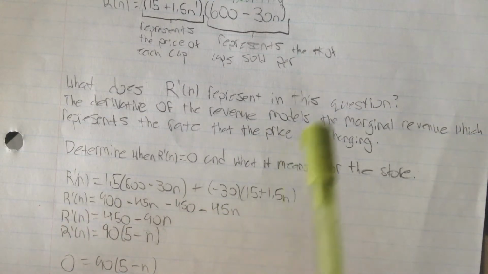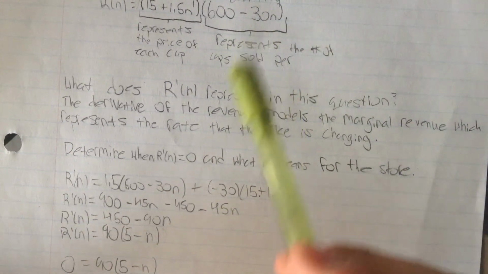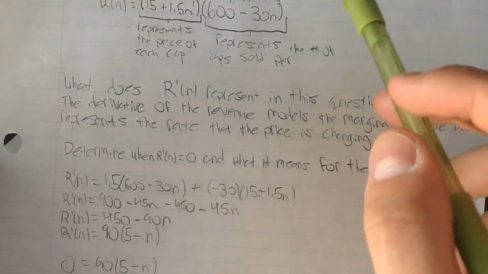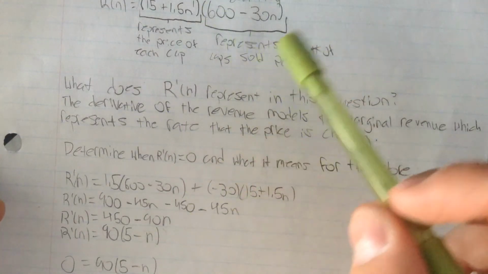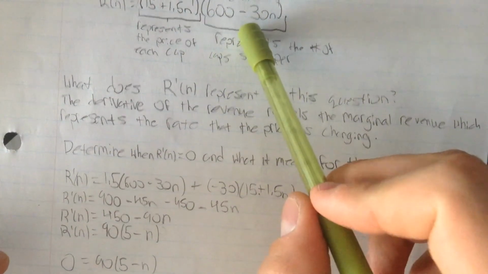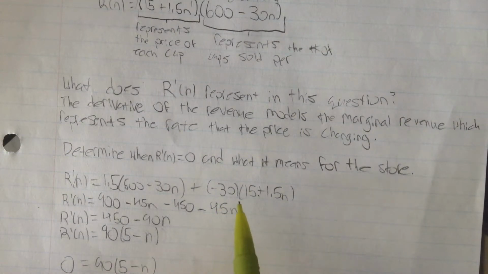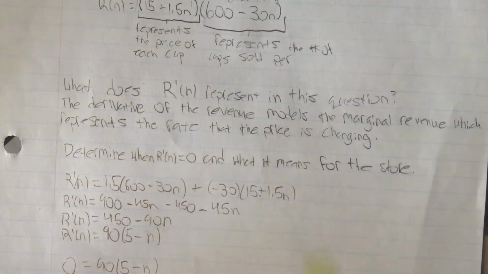Now we add this to the derivative of the second, which is negative 30, because we get that using the same method, the chain rule. We go 1 times 1 gives us 1, and then we multiply by the derivative of the inside, which is negative 30 times 1. That gives us negative 30 here, and we multiply it by the entire set of first brackets, (15 plus 1.5n).